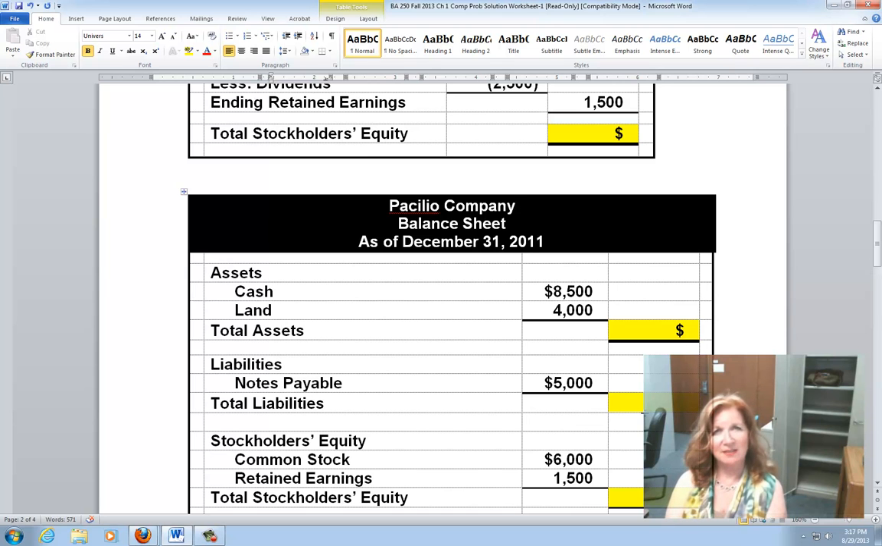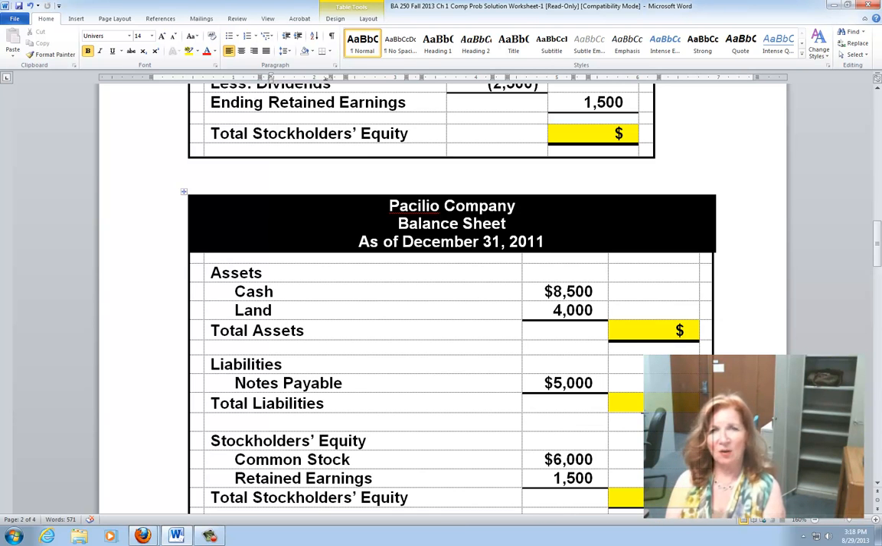So this is the comprehensive problem for the end of Chapter 1. You can see how much it would truly be comprehensive if you were writing all of these numbers and looking them up and finding them in the problem. Instead, I've left them structured for you and just asked you to calculate some of the totals so you get familiar with looking at the entries into the financial statements and then adding together those totals.